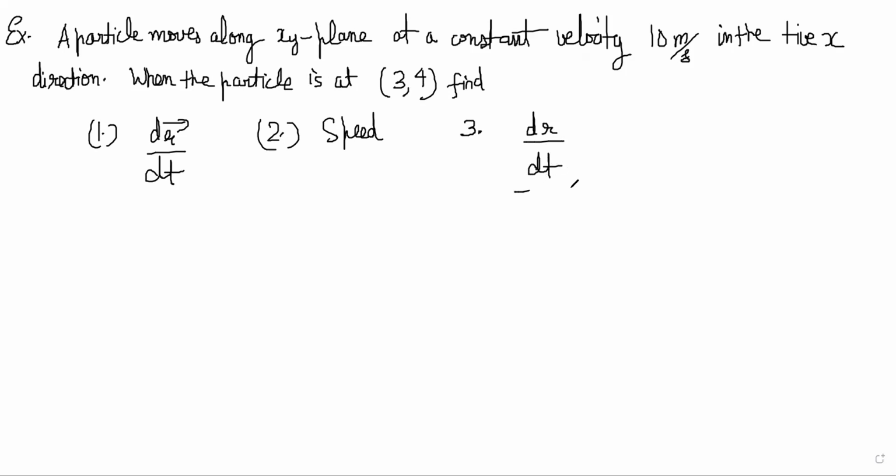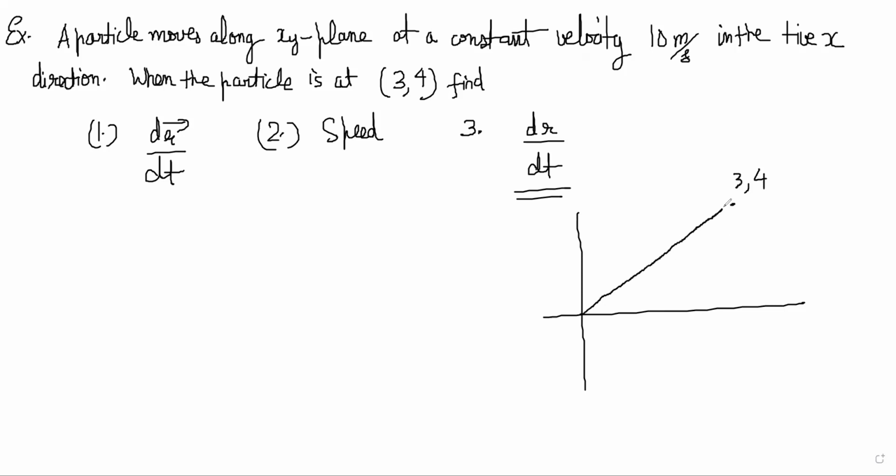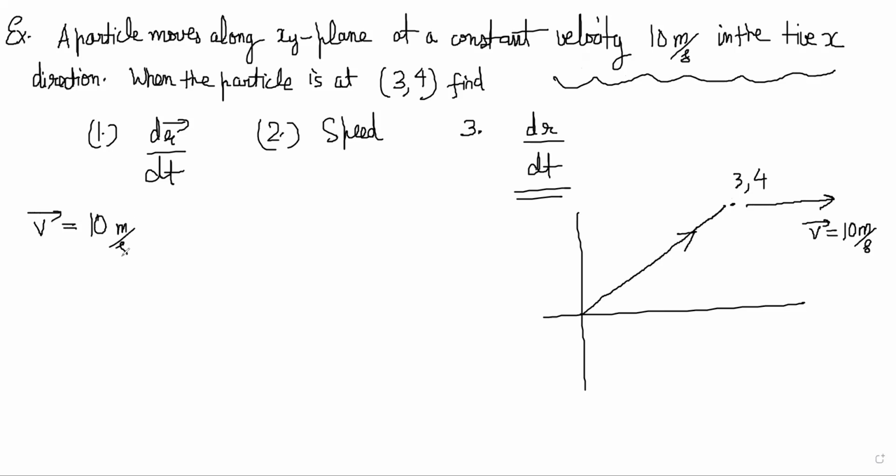And this is nothing related to speed or velocity. So let's understand what is going on here. I will draw the position of the particle here as 3, 4, and this is my r vector at this moment. The particle is going forward in the x direction with a velocity of 10 meter per second. So your velocity vector can be written as 10 meter per second in the i cap direction. So that is equal to my dr by dt.